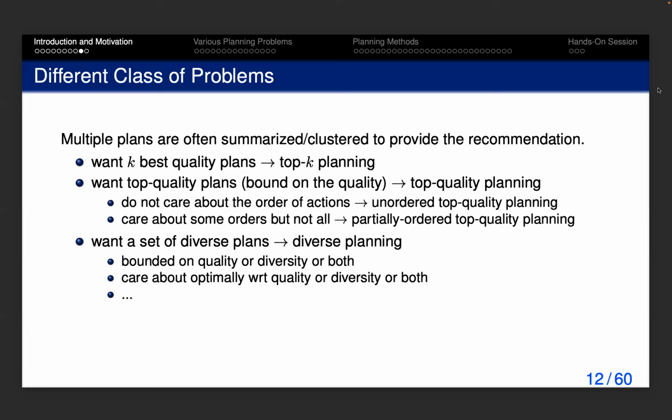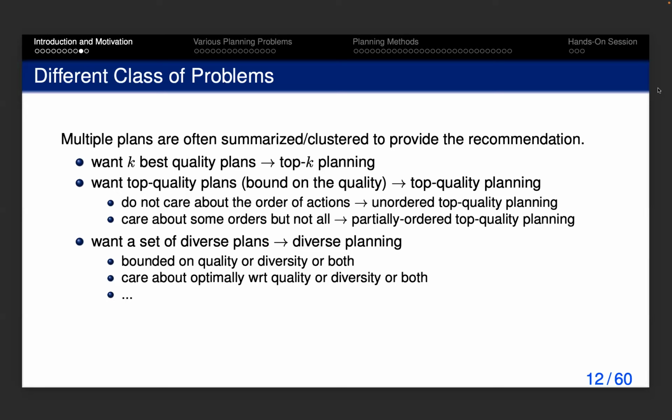And in that case, you have to see whether you care about the order between actions or you don't care about the order between actions. That would be unordered top quality planning and partially ordered top quality planning. And in the last case here, diverse planning. So you want to find a set of diverse plans, and that could be basically comparing plans pairwise, a distance between the plans that you have in the set. We'll talk about that in a second.